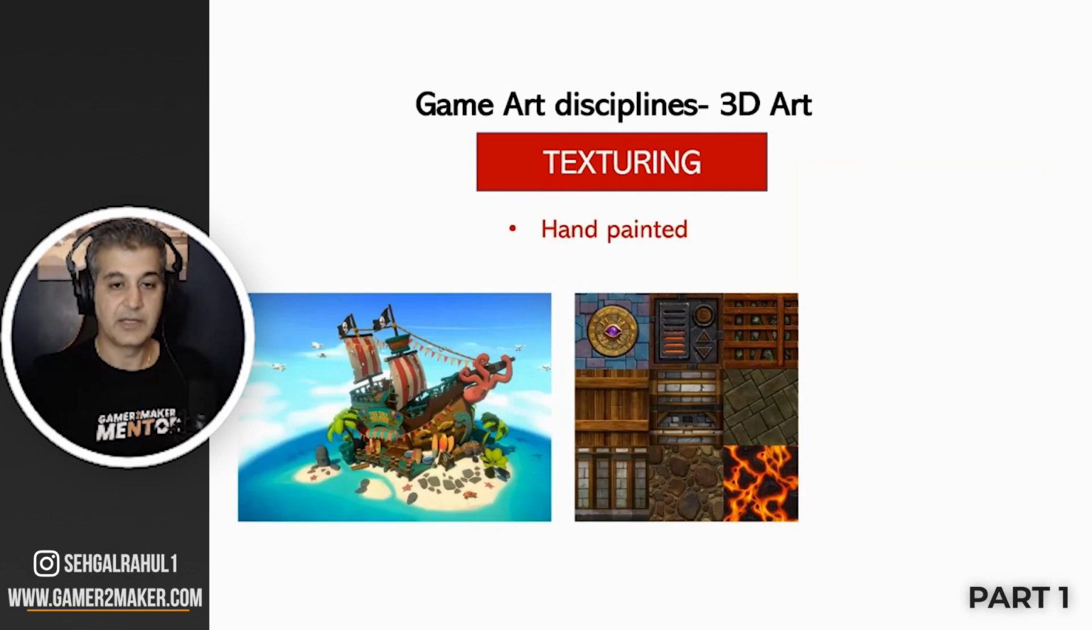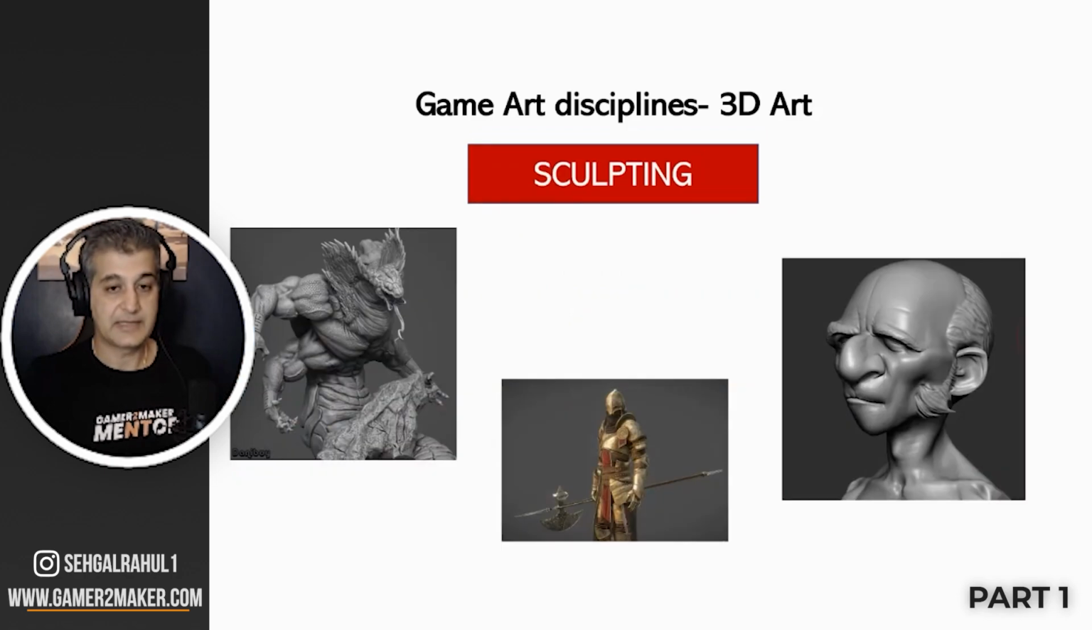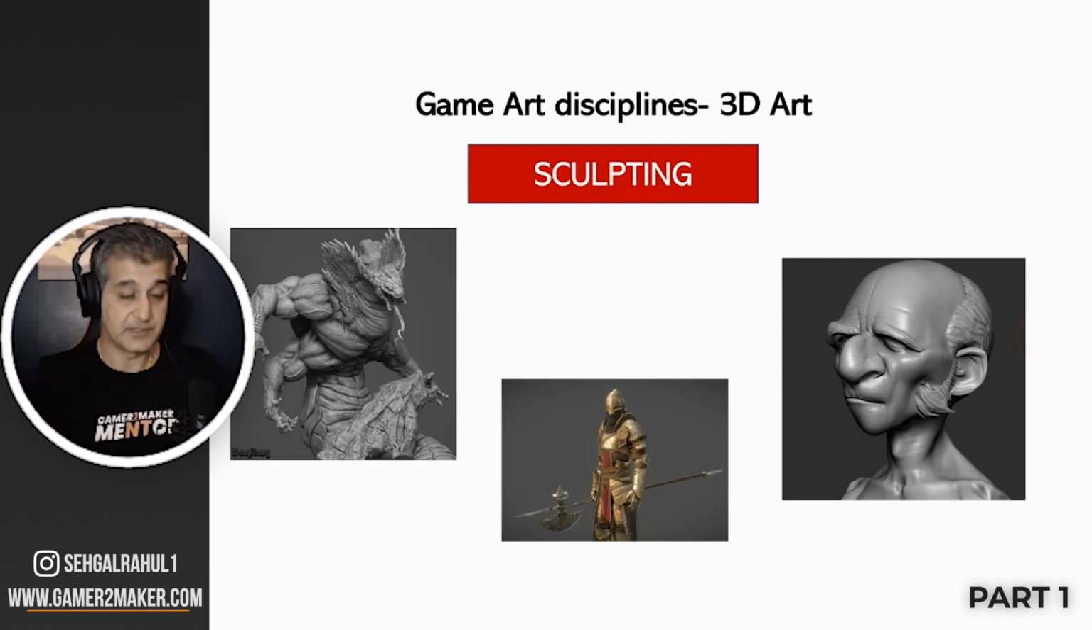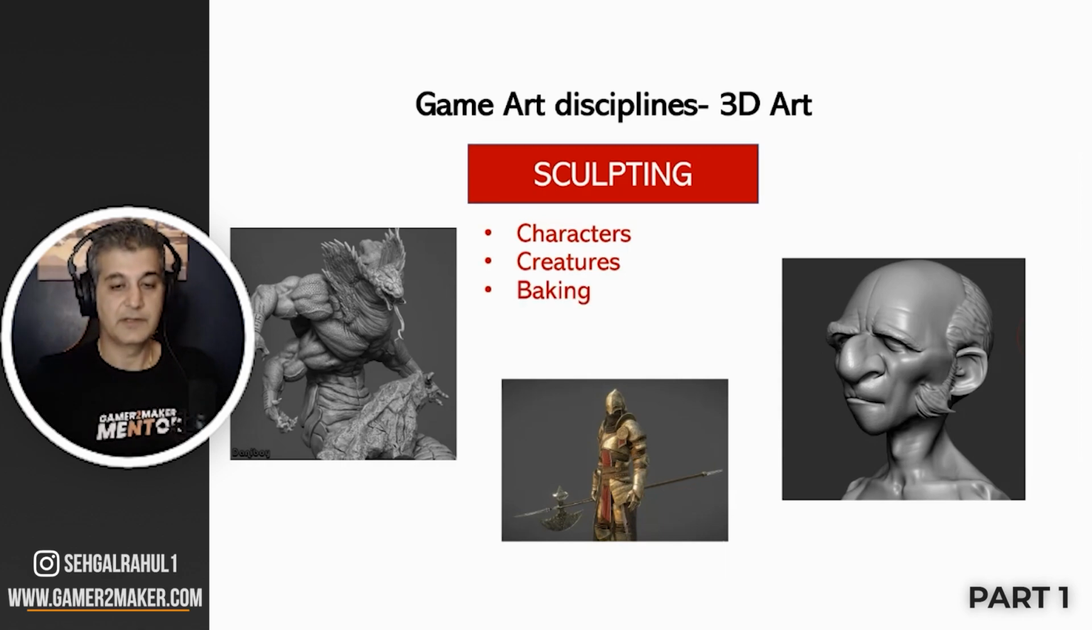Next up, you have texturing. Texturing is a discipline in which you create textures for 3D models. You have hand painted textures, and you have materials as well. Okay, so another discipline in 3D is texturing. Next up, you have sculpting. Sculpting is creating the details of the face, the body, etc. For this ZBrush, etc. is used. You can again create characters, creatures. There's baking, and there's physics-based rendering, which is also a sculpting process.